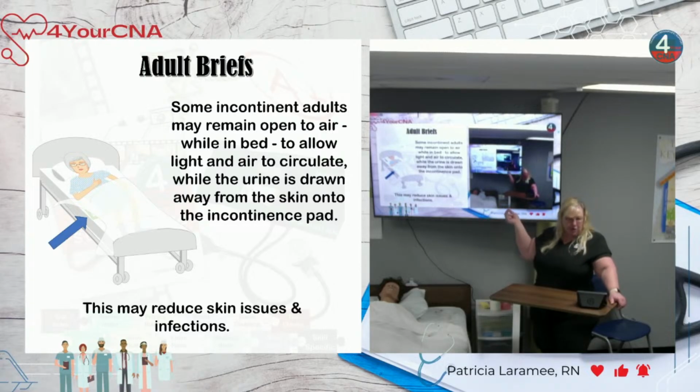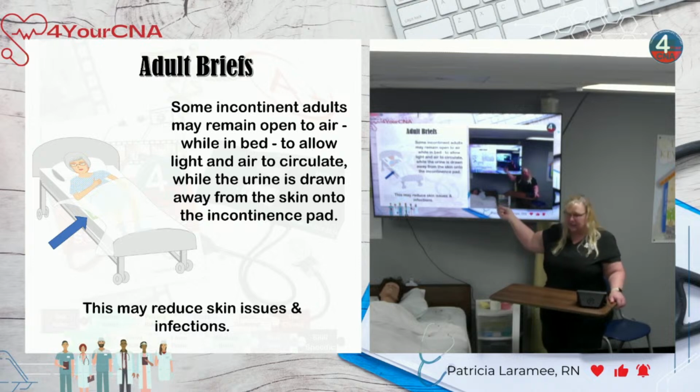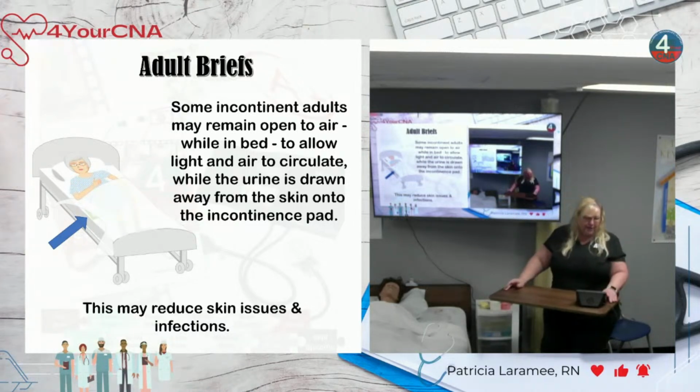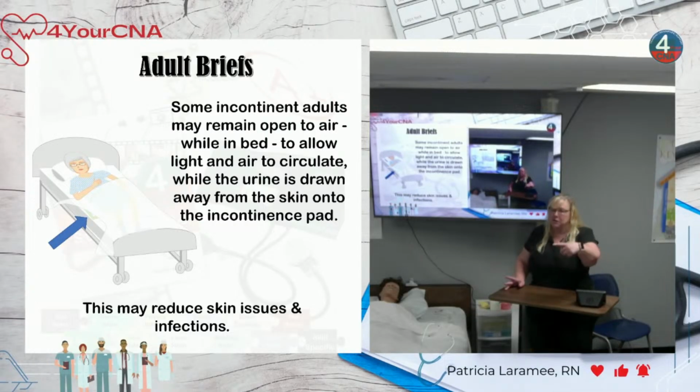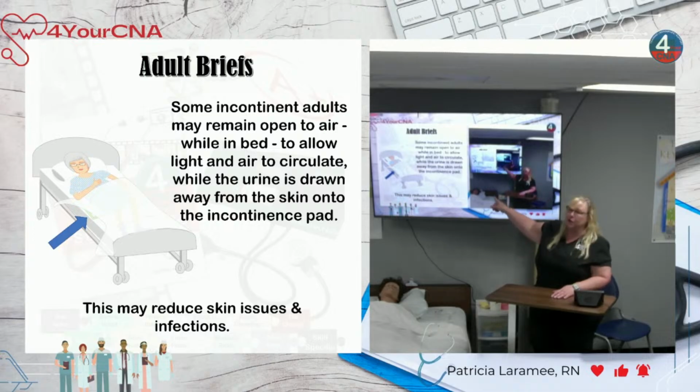Now, as the nurse, I have to work with the patient. So if I bring this up to a patient and explain to them, this is what I want to do, and the patient's like, absolutely not, I need undergarments on, no problem. We'll use the adult briefs, but we're going to go into it knowing that there's probably going to be some skin issues there. And the patient's going to know that to make the best decision for them. And as CNAs, you are going to give really good peri-care to get that skin nice and clean. And you're not going to skip every 2 hours around the clock.